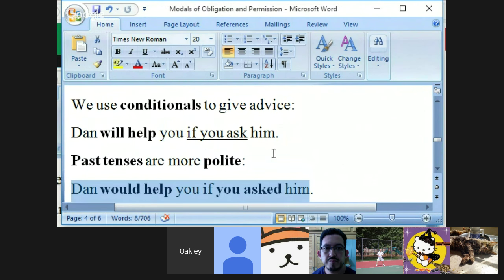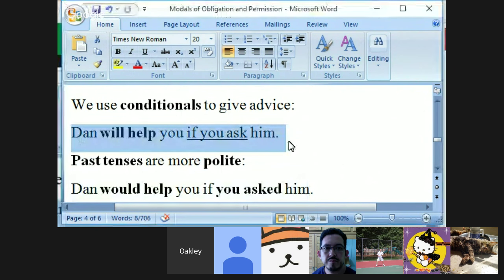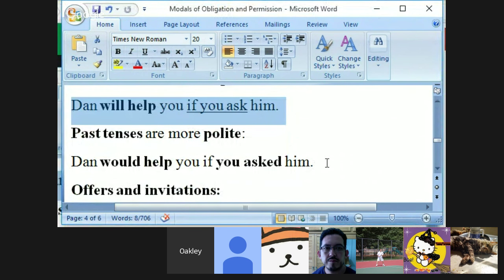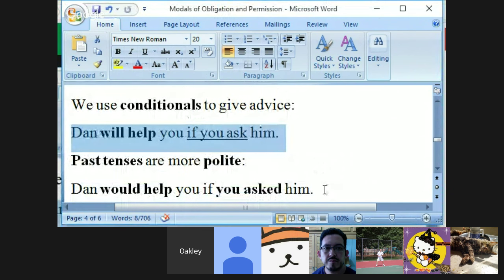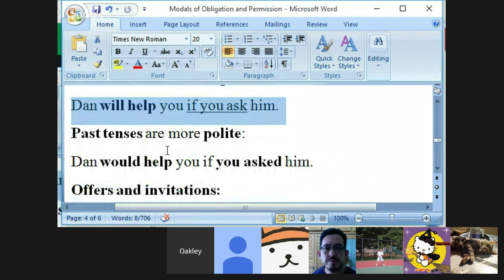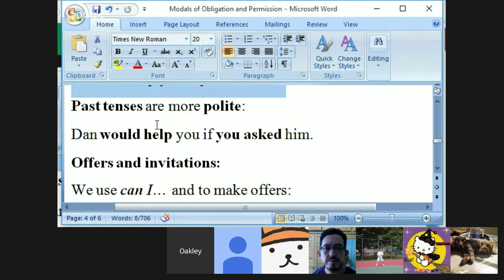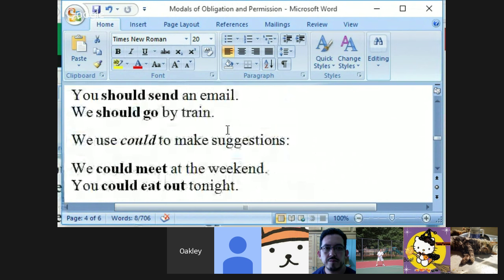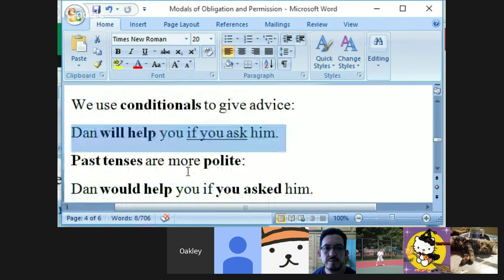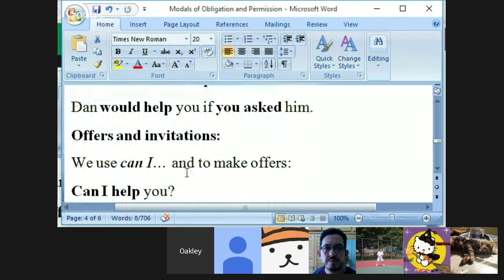Okay, so it is possible to use the first conditional to make suggestions or to give advice. But again, past tense is just generally more polite. Yeah, okay. All right. Any questions about using the conditional to make suggestions? Okay.